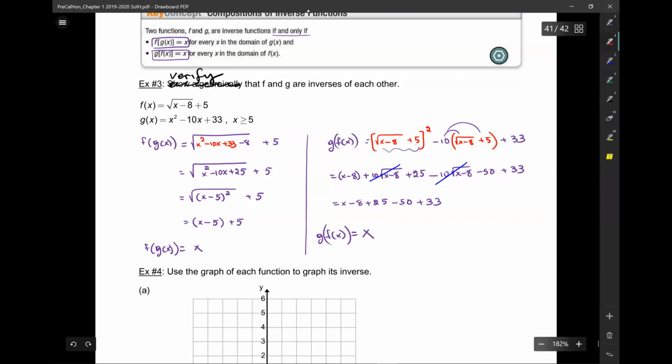All right. So look at what I have. F of g of x is x. G of f of x is x. So yes, f and g are inverses.